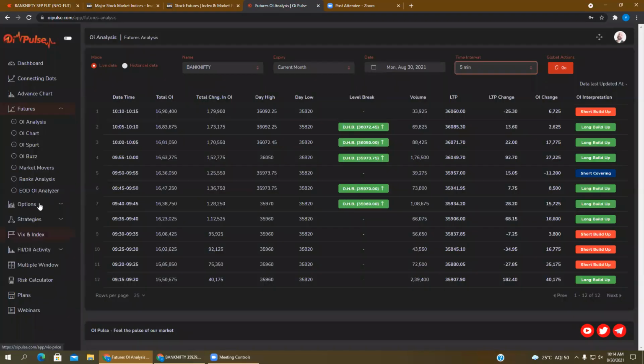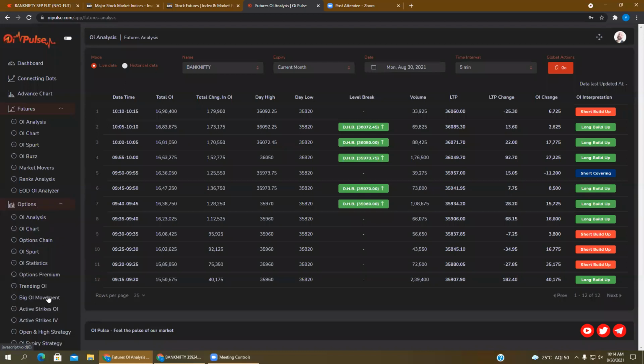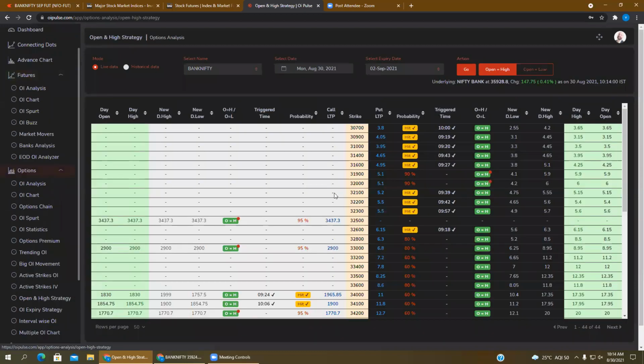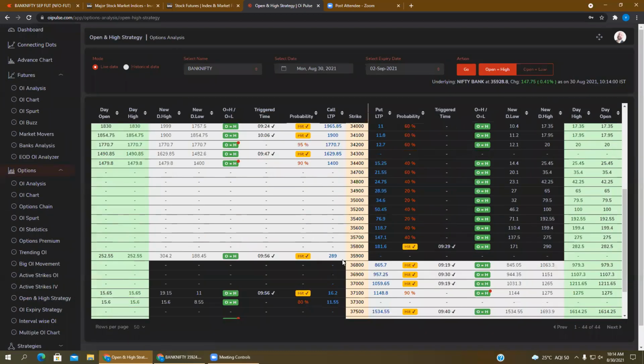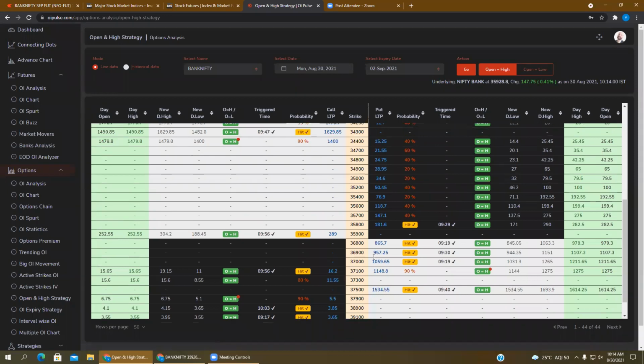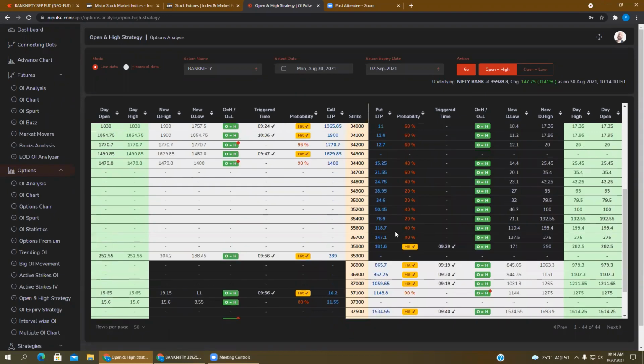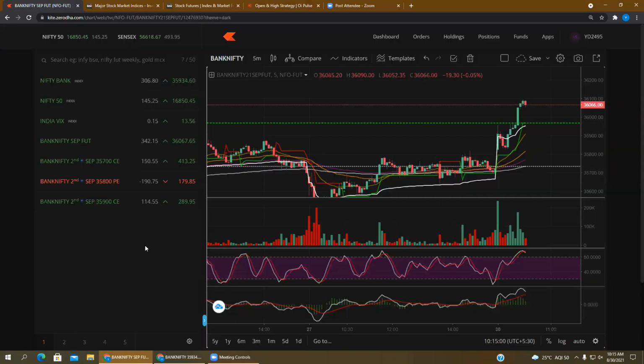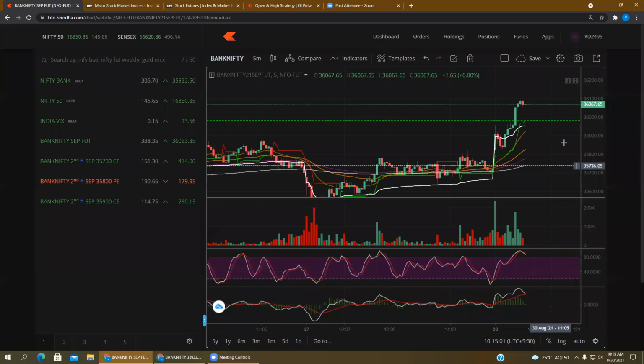What is the situation with open high? Let's see. 35,900 is already done and it's trading above that. So let the RSI maybe settle down a little.